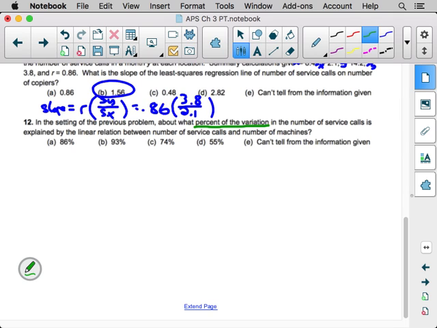So percent variation, isn't that R squared, right? But we don't have R squared. But what do we have? We have R. Oh my gosh, we just square it, right? So 0.86 squared gives us about 74% of the variation can be explained by that relationship.